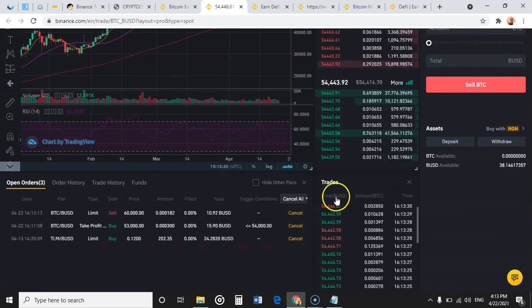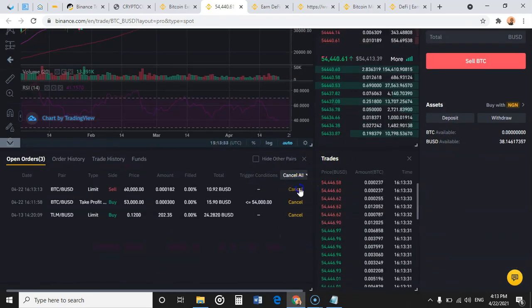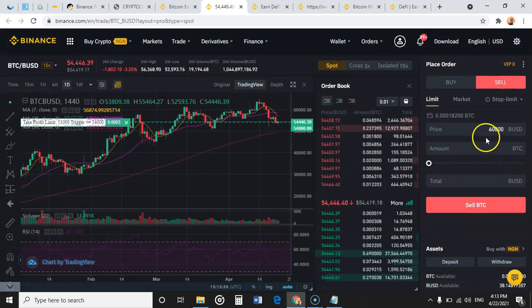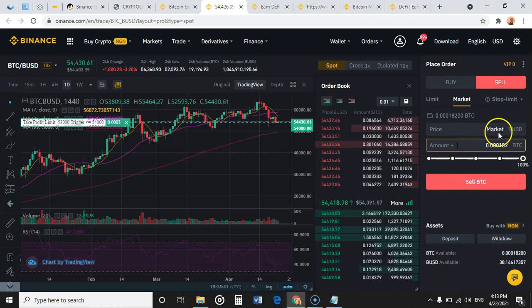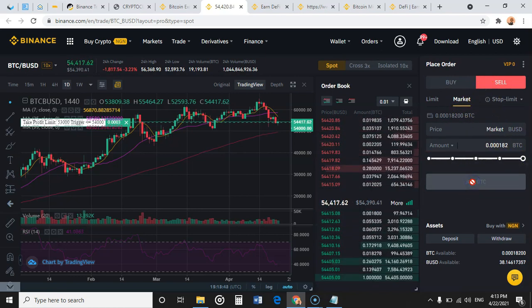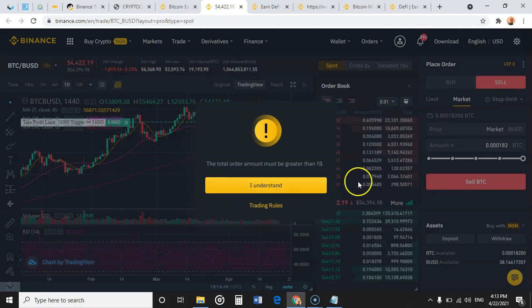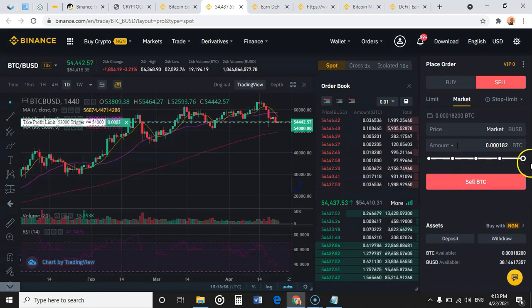Then for the market order, okay, cancel. At the market price now, let's say you want to sell 100% at the market price. Let me try it. So the reason is that the total order amount must be greater than 10. Okay, trading rules. That is the reason why, because this is less than $10. It is the reason why we are not able to sell it. But I'm going to show you how that works using a different coin.